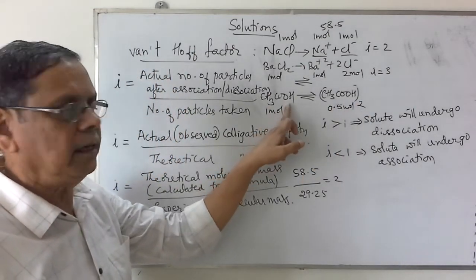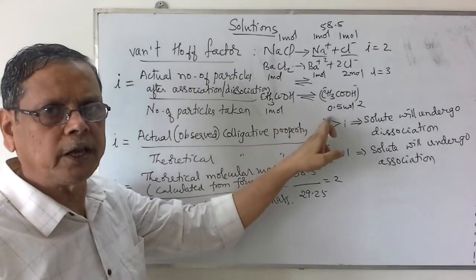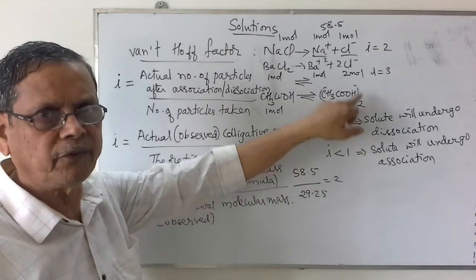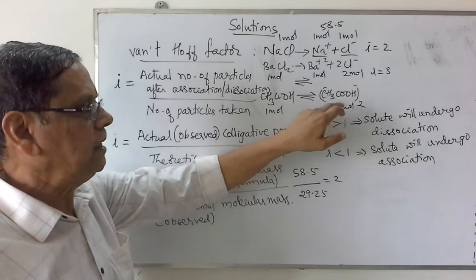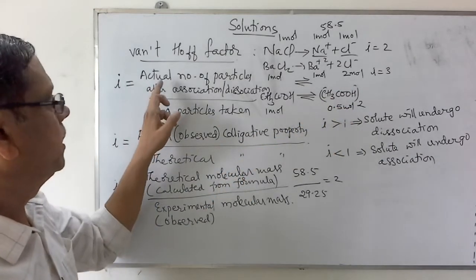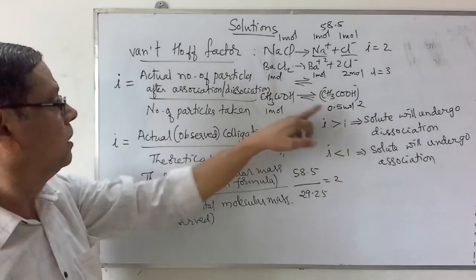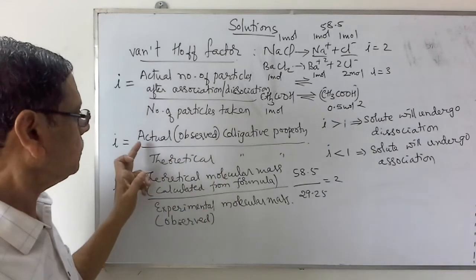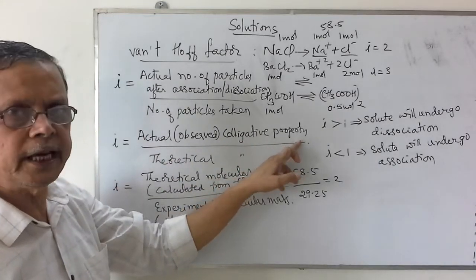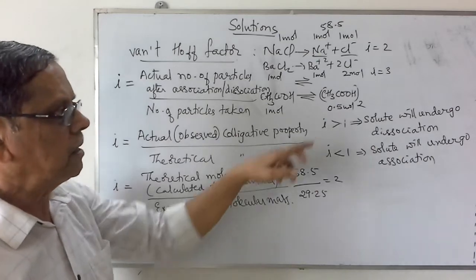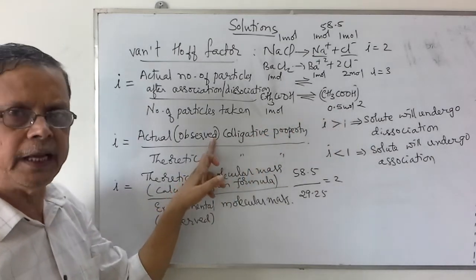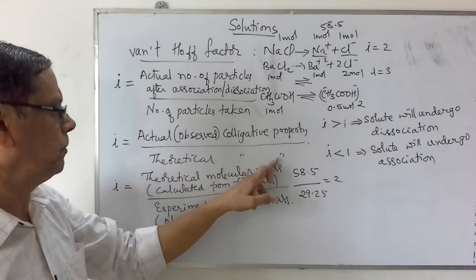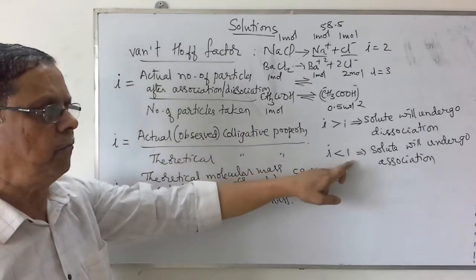1 mole of acetic acid, actually due to association the number of particles will decrease. That's why it will be only 0.5 mole that is produced. Then in such a case, the Van 't Hoff factor will be the actual number of particles, 0.5 mole, divided by the number of particles taken, 1 mole. 0.5 by 1. It is 0.5. Actual or observed colligative property is the experimentally determined colligative property. Because of the decrease in the number of moles, colligative property will be less. That's why, compared to the theoretical colligative property, this i will be less than 1.